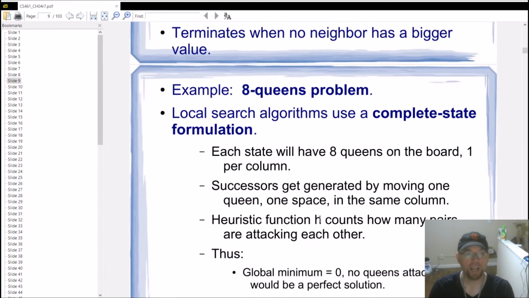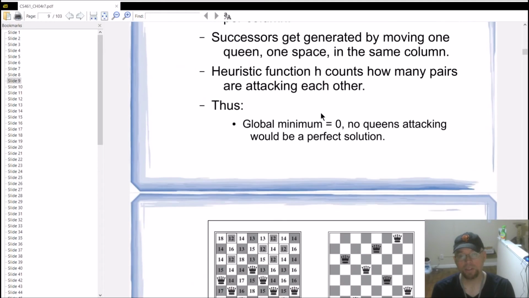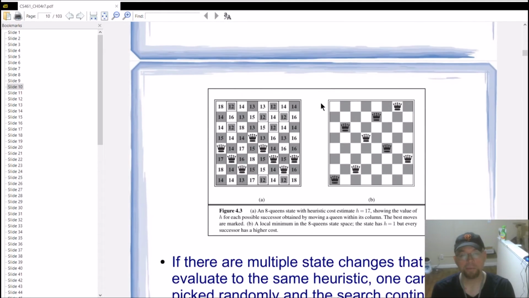Heuristic function h is going to count how many pairs of queens are attacking each other. So in this formulation, you're looking for a global minimum. You want 0 pairs of queens attacking each other. That would be perfect. In figure 4.3, on the A board, this has a heuristic cost estimate. Its objective function could report 17.